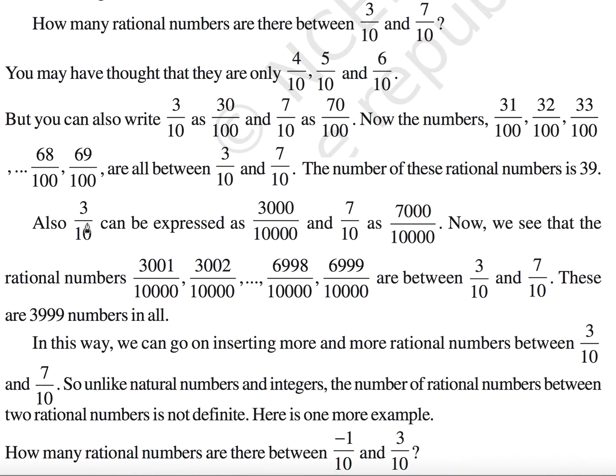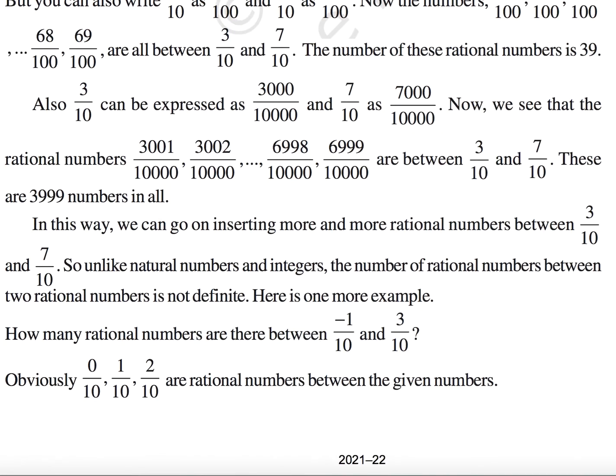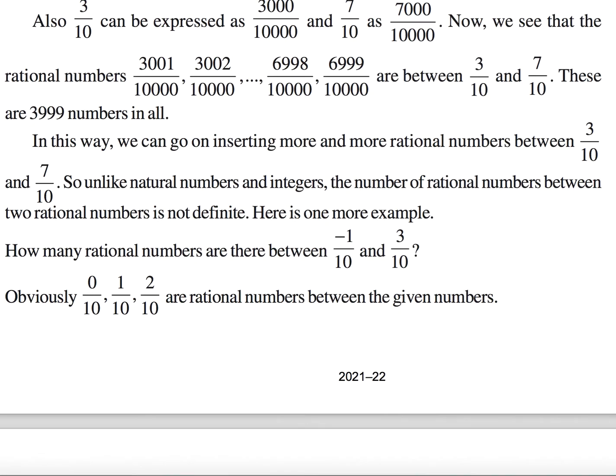Also, 3 by 10 can be expressed as 3000 by 10,000 and 7 by 10 as 7,000 by 10,000. See, the difference is 4,000, so you'll get almost 3,999 rational numbers between these two. In this way we can go on inserting more and more rational numbers between 3 by 10 and 7 by 10. So unlike natural numbers and integers, the number of rational numbers between two rational numbers is not definite.